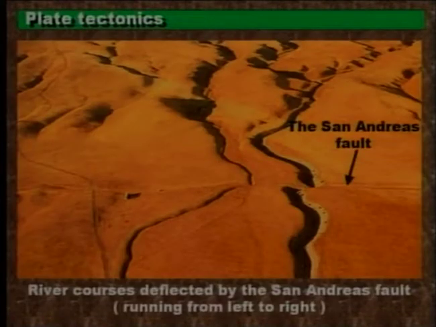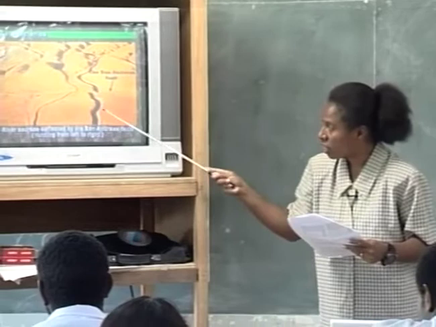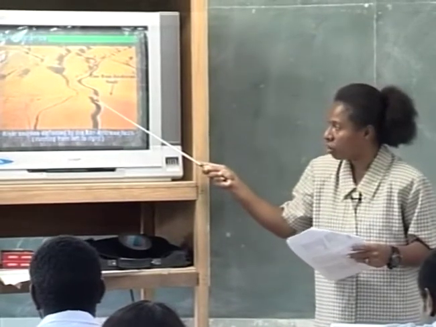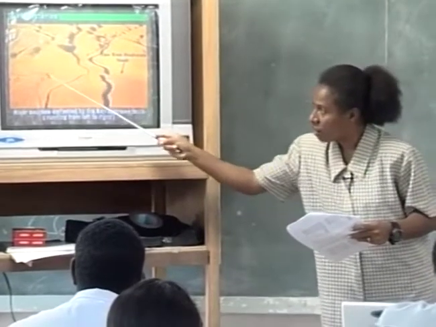A photograph or picture here showing us the St. Andreas Fault. It's this fault line here along this end. And here we are seeing a river course which is actually deflected. This course here, it's actually deflected by the fault running from left to right. So this is the St. Andreas Fault running from left to right.